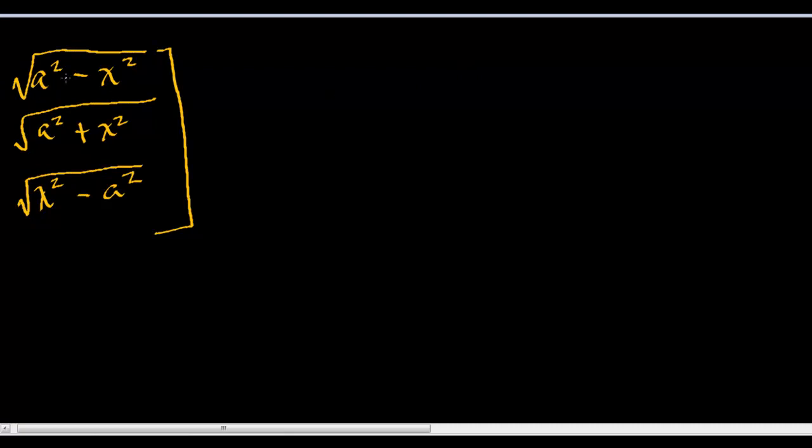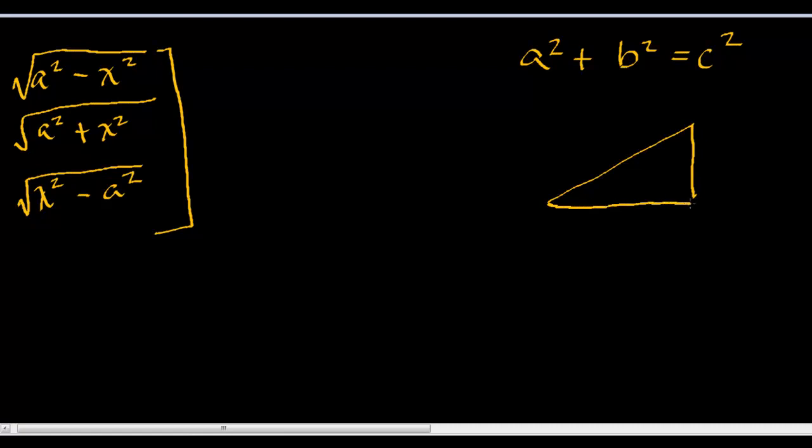What we have here are types of integrals that are unsolvable using the methods that we've learned so far. But if you look at them, you'll notice that we have the square root of two squared numbers, and that's very similar to the Pythagorean identity, right? a squared plus b squared equals c squared. And so the idea is that let's not forget that this is the relation of the three sides of a triangle to one another.